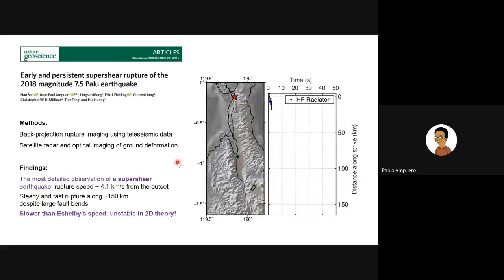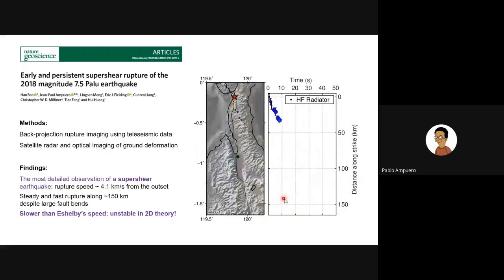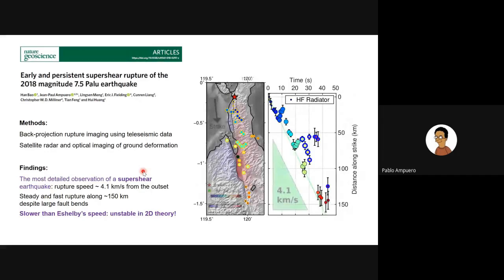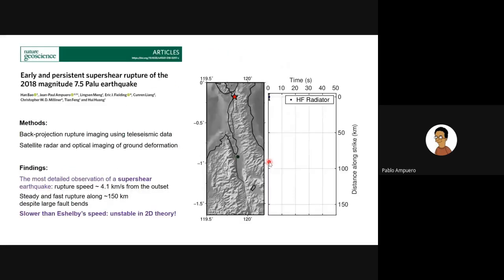It is actually the most finely observed super shear earthquake to date. And surprisingly, this speed is not only super shear, but it's below the Eshelby speed. So it's within this yellow range here that was predicted by 2D theory to be unstable. So that's a puzzle. How come this earthquake managed to propagate at that unstable speed?